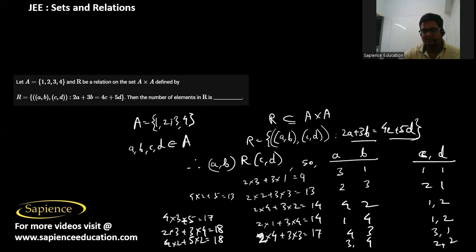So it means there are 6 ordered pairs in the relation R. Therefore, there are 6 elements in the relation R. So the answer will be 6 here.